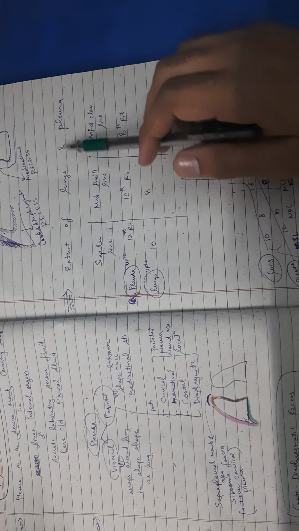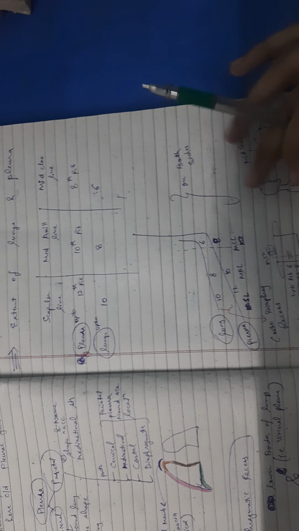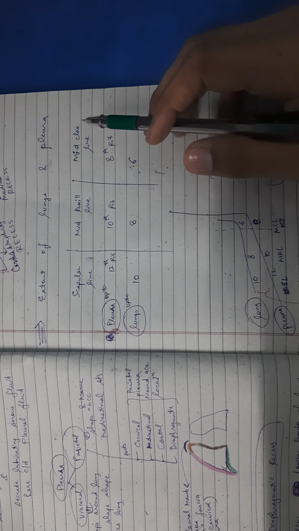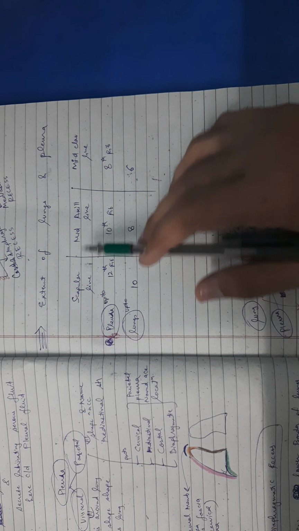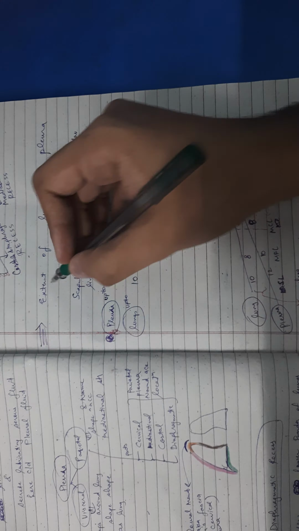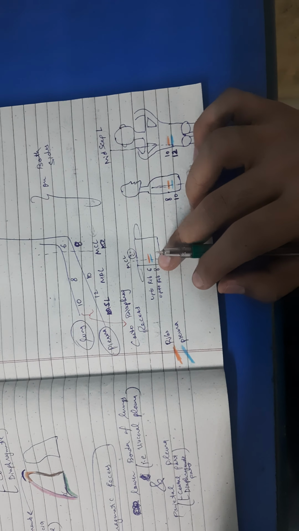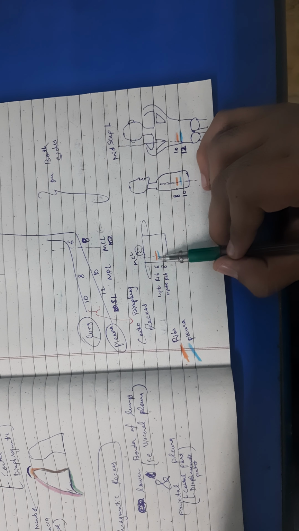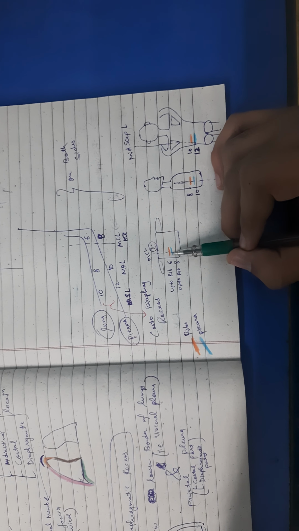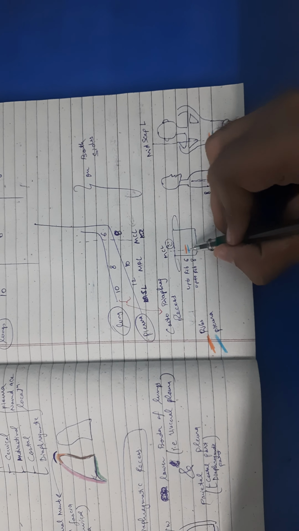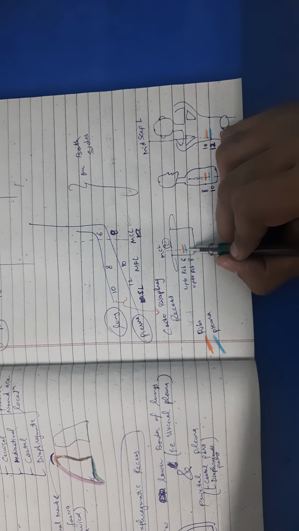Then the extent of the lungs and pleura. This is important for medicine, clinically also. We see this in three locations: mid-clavicular line, that is anteriorly, then mid-axillary line, that is laterally, then the mid-scapular line, that is posteriorly. In the mid-clavicular line, lungs are up to the 6th rib, and pleura is up to the 8th.